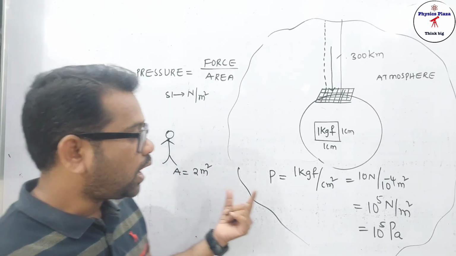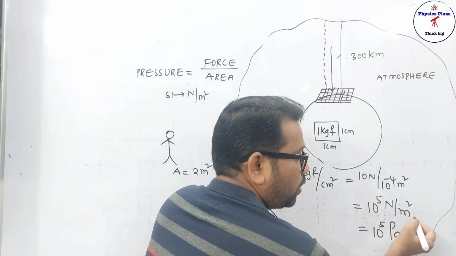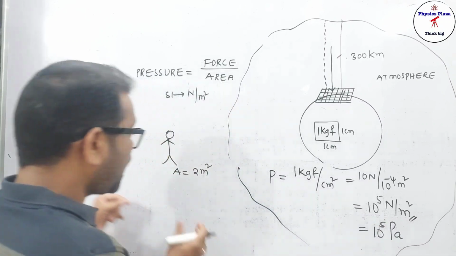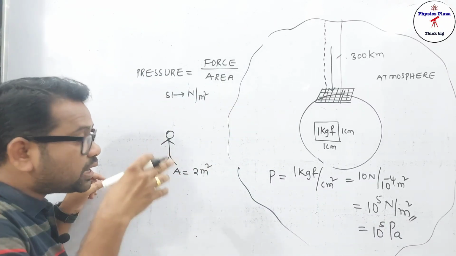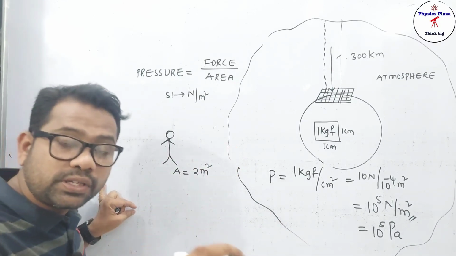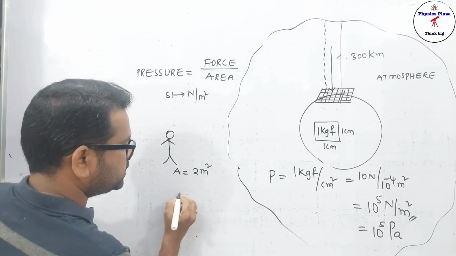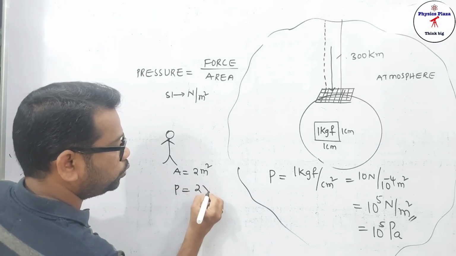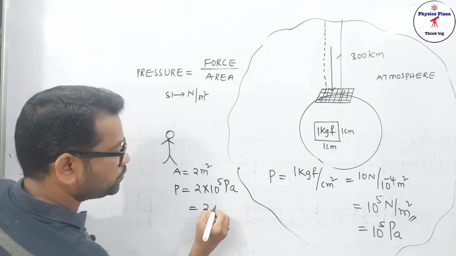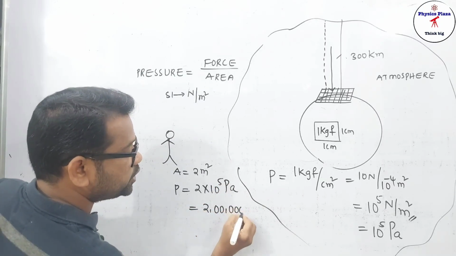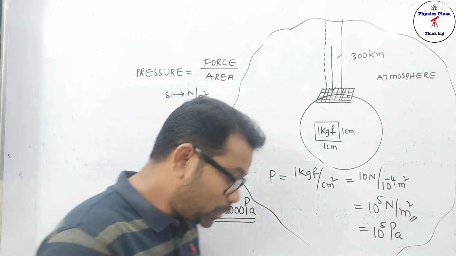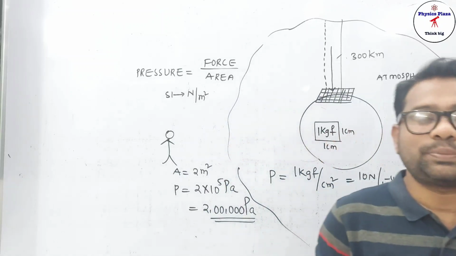Children, try to understand. On 1 meter square area, 10 power 5 Pascal pressure is acting. Then on the surface area of our body, which on average will be 2 meters square, how much pressure will act? 2 times of that. So pressure of 2 into 10 power 5 Pascal. Children, it is nothing but 2 lakh Pascals pressure acts. 2 lakh. Children, very, very important. 2 lakh Pascals pressure acts.